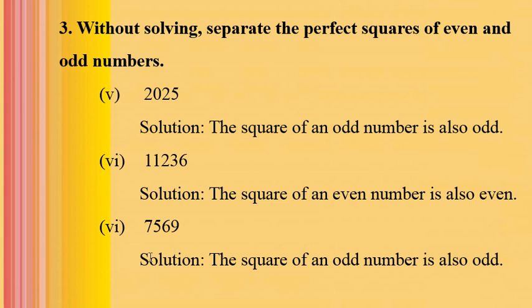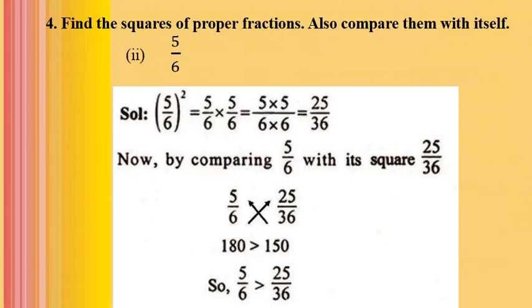Okay, now 7,569. As we are observing, it is an odd number because the last digit, or the unit digit, is odd. So the square of an odd number is also odd. Now we are moving to question number 4.